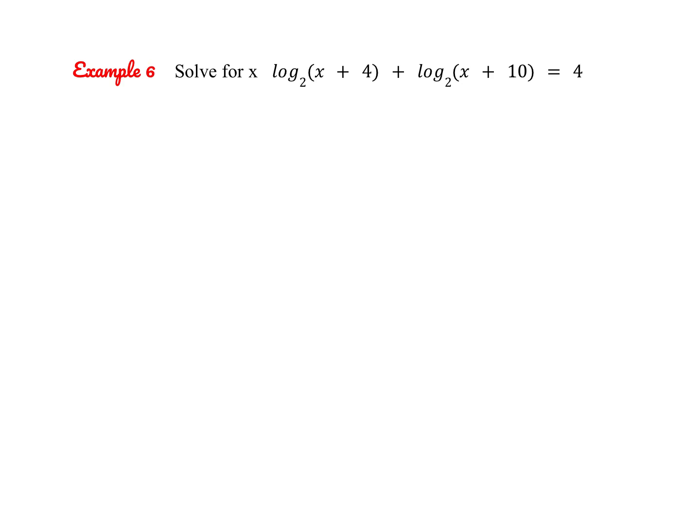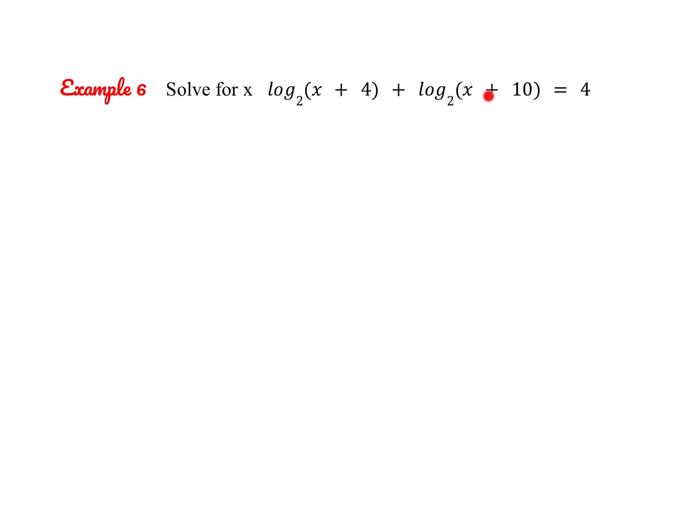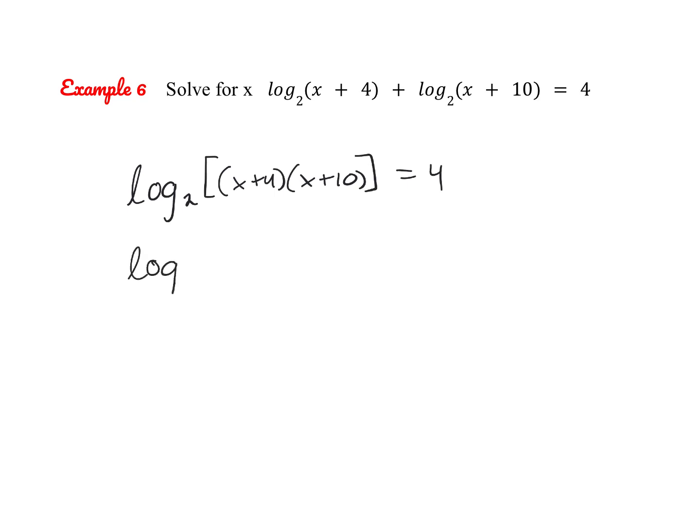All right, let's do another one together. So here you can see that we have the sum of two logarithms and then equal to 4. So for us to isolate our logarithm, we actually are going to want to condense these two into a single logarithm, which we can do using our product property. So they do have the same base, and it's the sum, so we are going to do the product of what is inside both logarithms, like this. So this becomes log base 2 of x squared plus 14x plus 40 equals 4. And now that it's isolated, we can rewrite in exponential form.